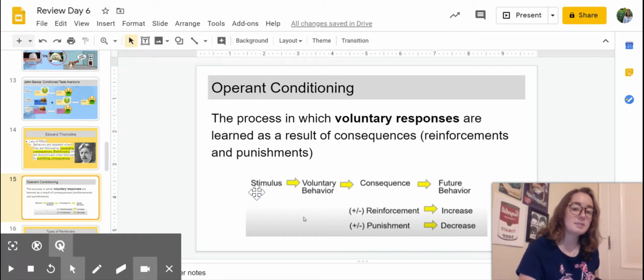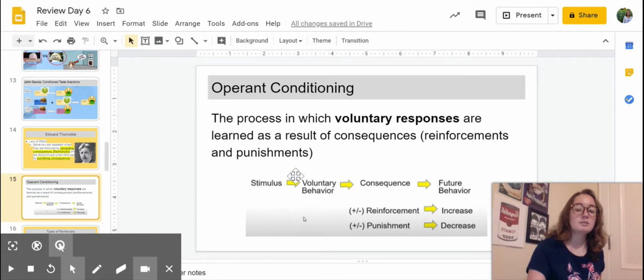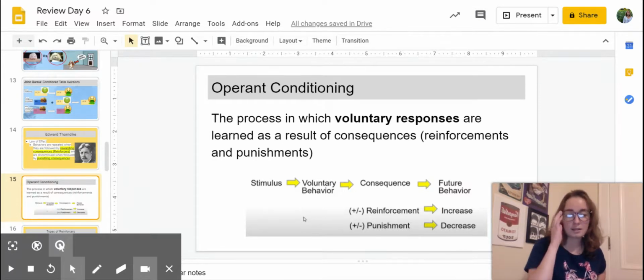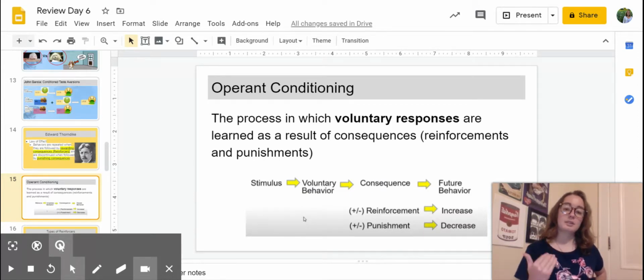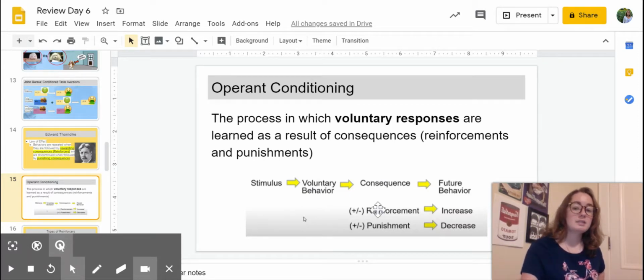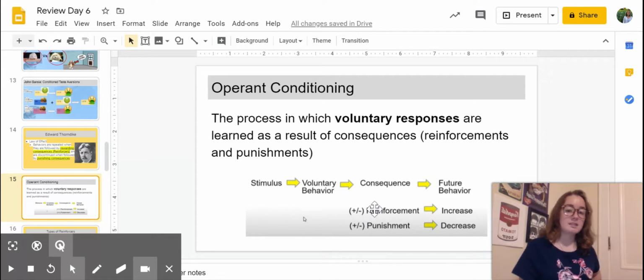So we said our stimulus is just something that's causing us to do a certain behavior. And in this case, it's voluntary because it's operant conditioning. You're willingly, consciously doing this behavior. And then the behavior is followed by a consequence. And this is where the learning occurs. And the consequence is either a reinforcement, and we said those can be positive or negative, but reinforcement's a good thing that's going to make you want to do the behavior again.